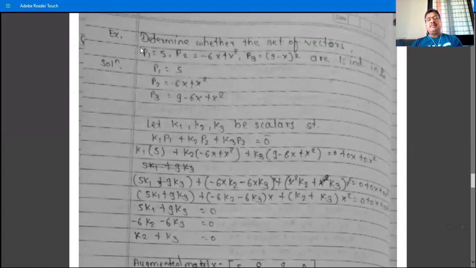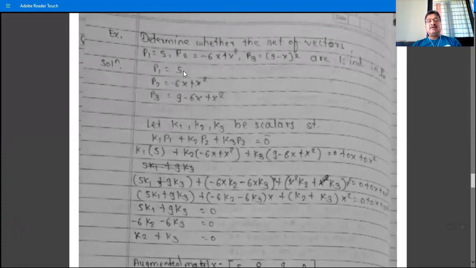This polynomial p1 is a polynomial of degree 0. This p2 is a polynomial of degree 2. This p3 is a polynomial of degree 2, after simplification of 3 minus x bracket square. So all these p1, p2, p3 are polynomials of degree less than or equal to 2. So these p1, p2, p3 are elements of P2, and we have to determine whether these three vectors p1, p2, p3 are linearly dependent or linearly independent.